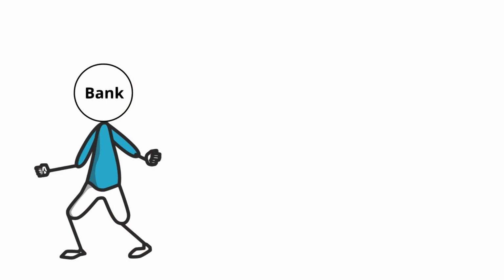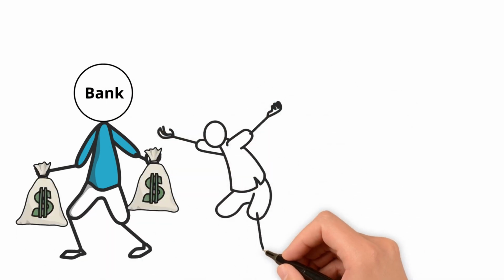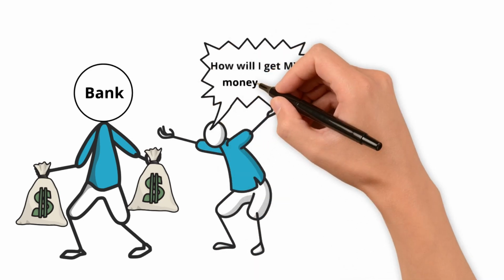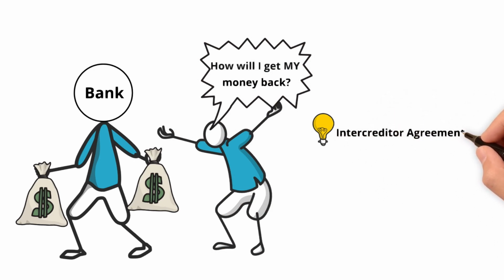How do I protect my EB-5 investment if I'm in second position behind the bank? Most EB-5 debt offerings are forms of mezzanine financing, so it's important to understand what intercreditor agreements are so you can better protect your investment capital.